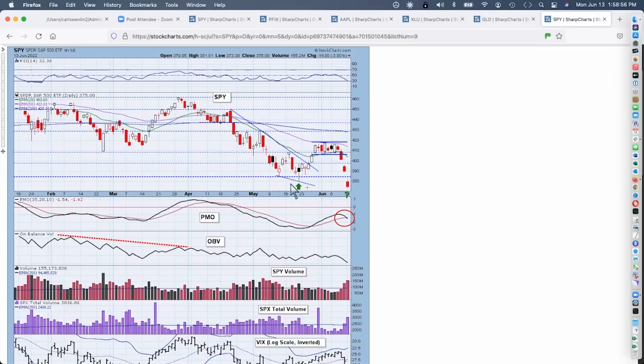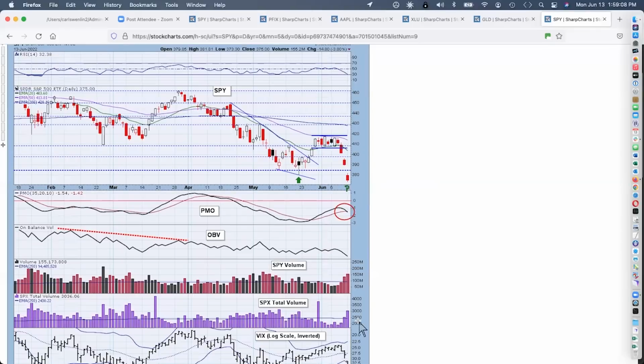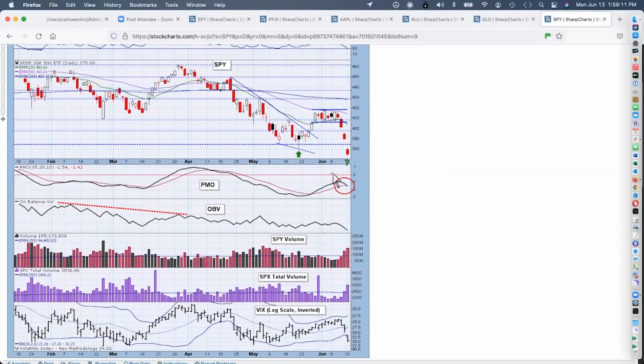Always be looking for it when you get this close to another bottom, recent bottom. We're getting acceleration in volume, expansion in volume. And look at, well, of course, we got this crossover. Now, we've got a PMO bottom, a top below the zero line, which is really always a bad thing.